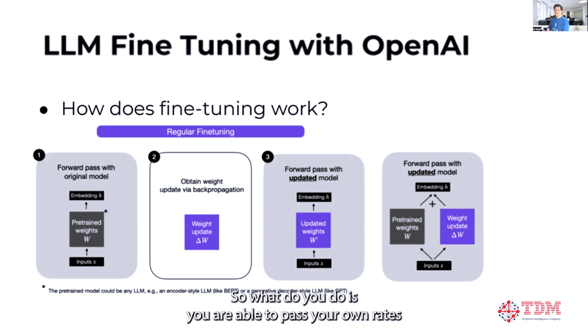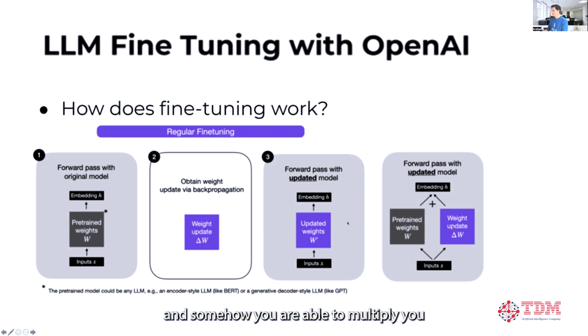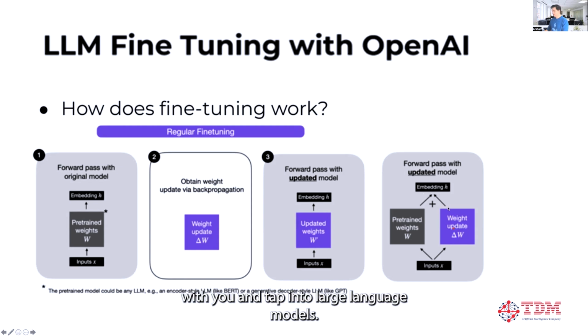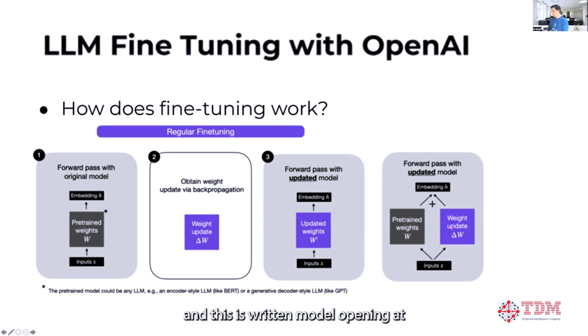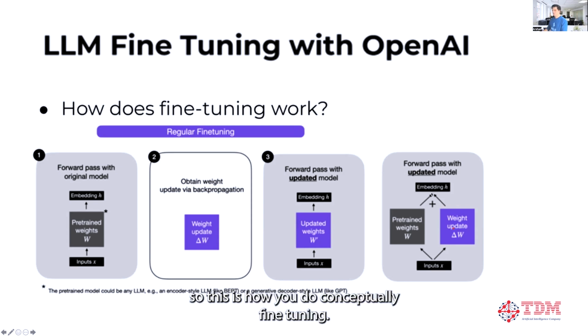So what you do is you are able to pass your own weights, and somehow you are able to multiply your pre-trained weights with updated weights, and you are able to keep this portion with you and tap into large language models. That's the concept of fine-tuning. This portion where my cursor is going, you own it, and this is your work, and this is the pre-trained model from OpenAI. So this is how you do fine-tuning conceptually.